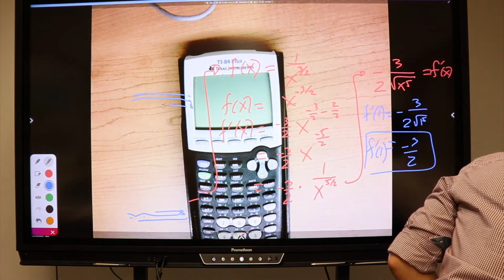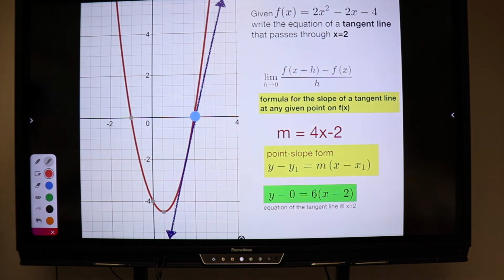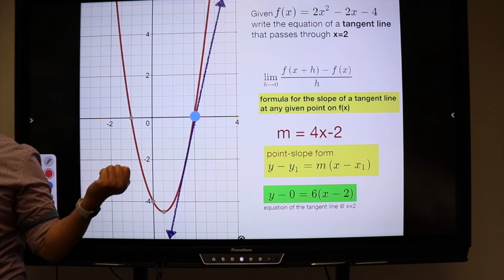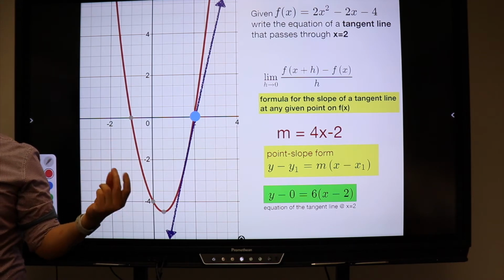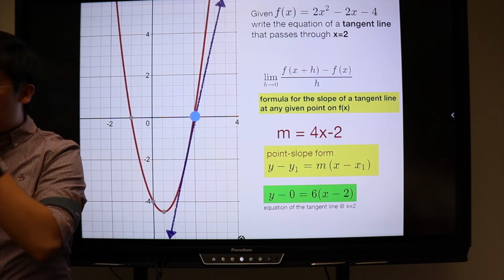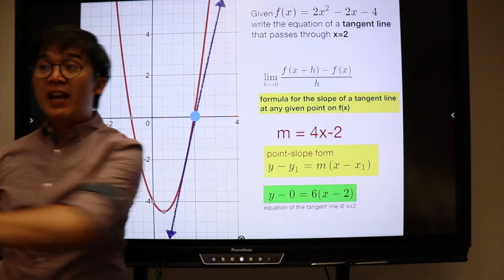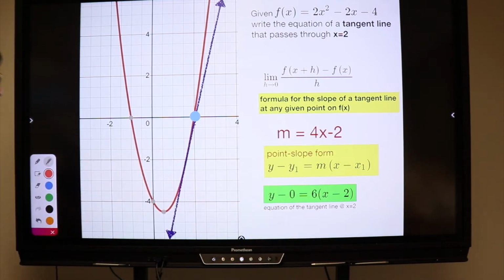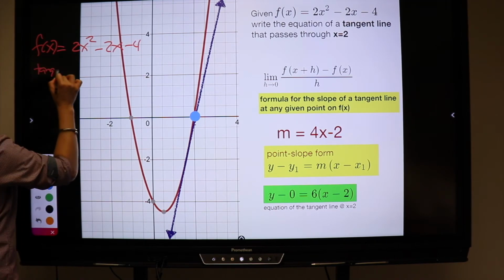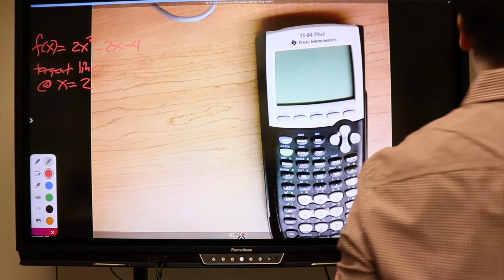The example that we used a while ago, like this one right here. Remember this example? It took us a while, right? When we used this formula, and then we're able to answer it easily and quicker using the derivative rules. Now, how are we going to use the calculator so that we can find the equation of a line a lot easier in any given function? I'm going to write the function first. That's all you need. And now for the calculator.